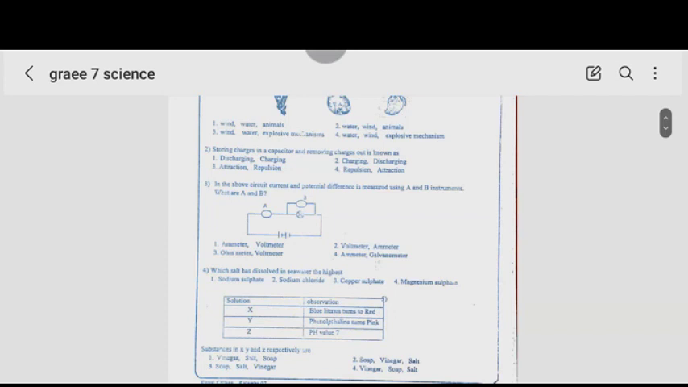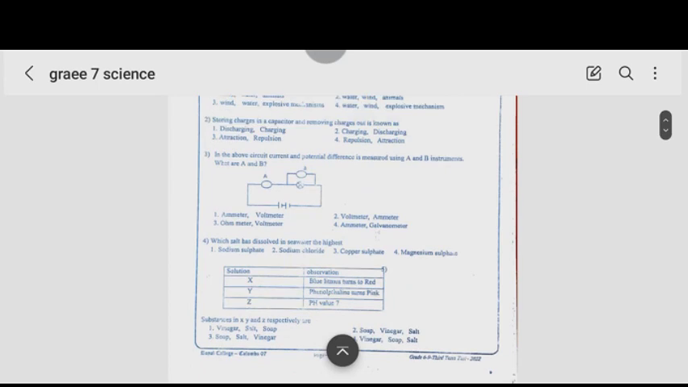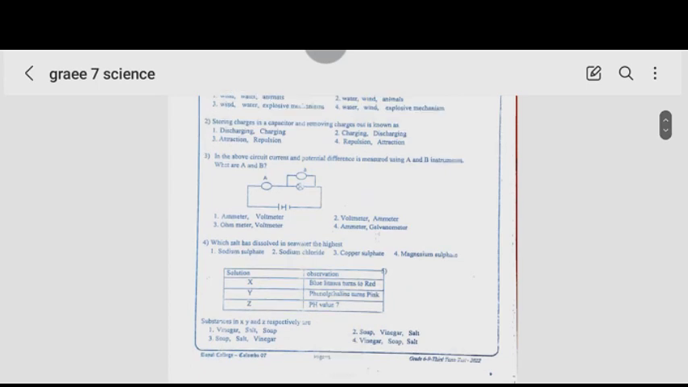Storing is called what? Charging, discharging, attraction, repulsion. What do you think, children? Tashmika? Storing charges, it's charging. Okay, removing charges means it's discharging. So number 2 is the answer for the number 2 question. Clear, children? Yes, teacher.